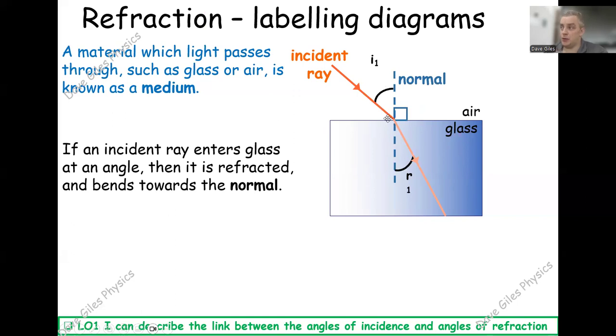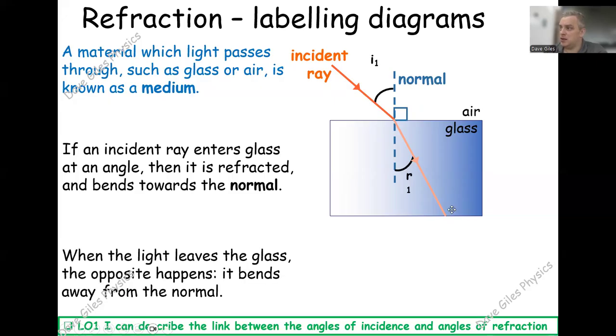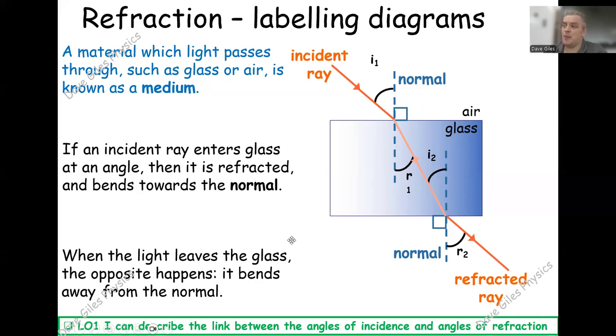So this is the angle of incidence, and this is the angle of refraction. It is then incident here. So we call this I1, and we call this R1, so that's incidence and refraction. It's incident here. So this is incidence 2 angle, and it's refracted out because it's changing speed. So when light leaves the glass, the opposite happens, it bends away from normal.